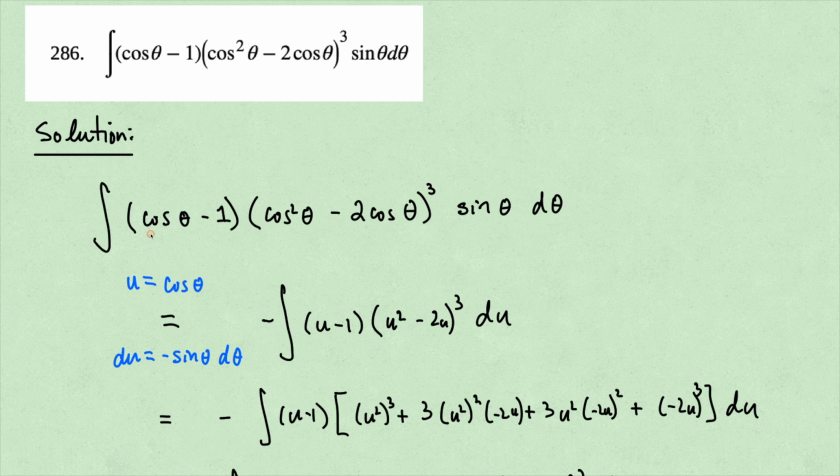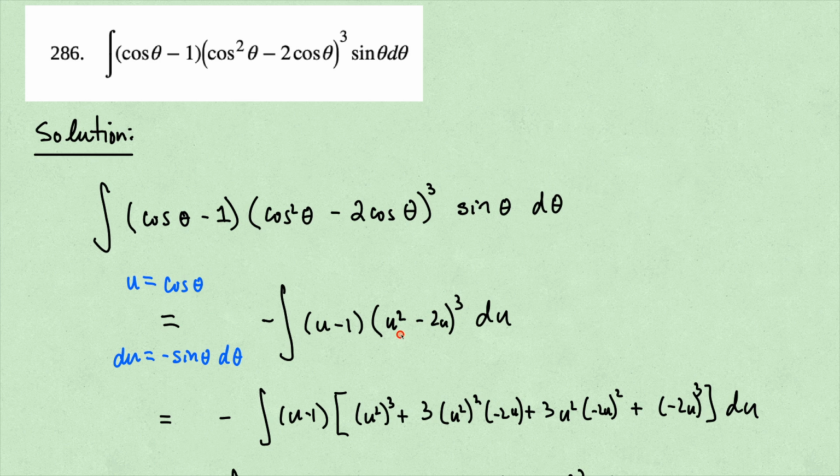Now that that's swapped out, we can look at the rest of the integrand, and wherever cosine appears, we swap it out with u. So we get the binomial u minus 1, product with the binomial u squared minus 2u, quantity cubed. Good. Now we do algebra.